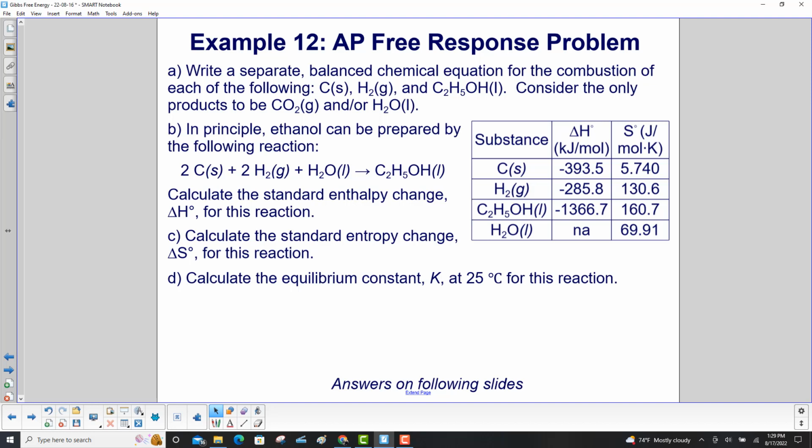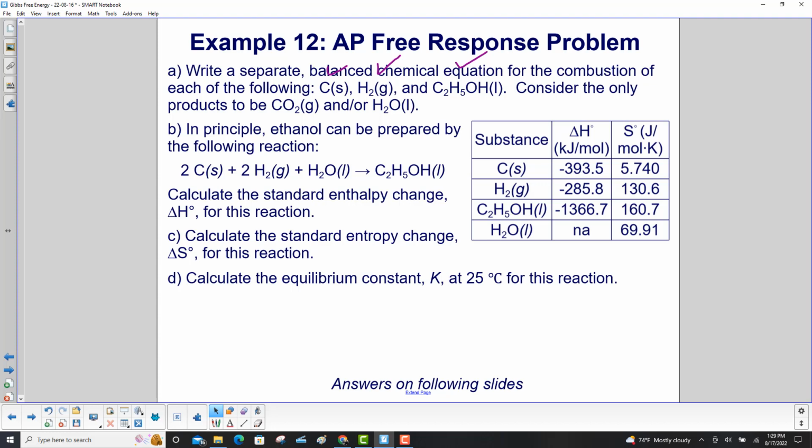Example 12. Write a separate balanced chemical equation for the combustion of each of the following: carbon, hydrogen, and C2H5OH. Consider the only products to be carbon dioxide and/or water. In principle, ethanol can be prepared by the following reaction. Carbon plus hydrogen plus water yields ethanol, or C2H5OH.